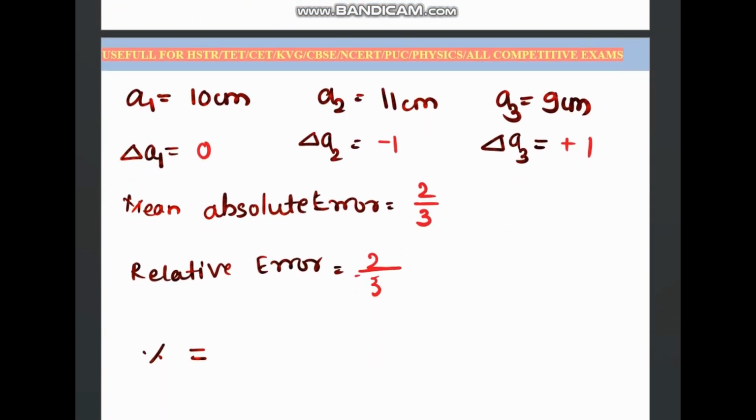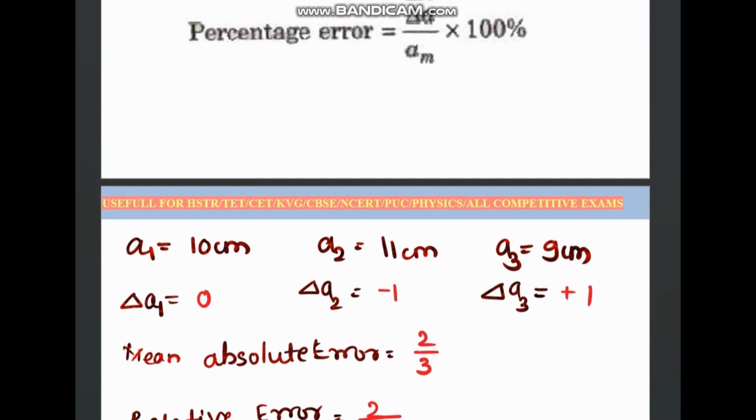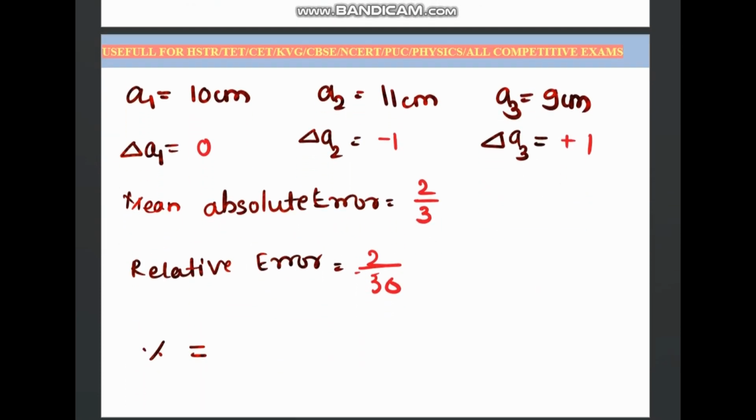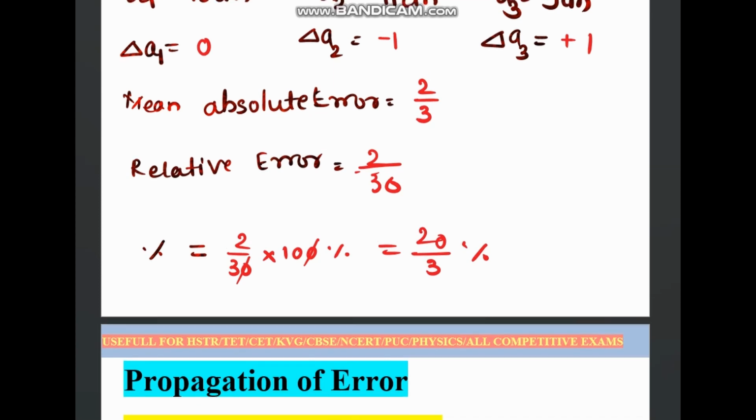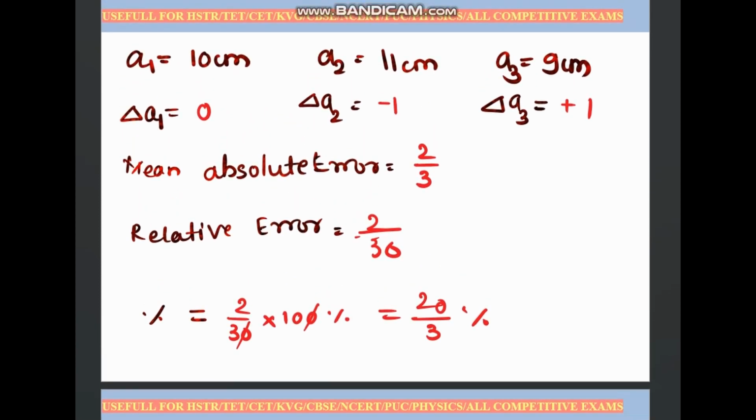So the percentage error is given by the formula 2 by 30 into 100%. That is nothing but, this 0 and this 0 will cancel, so it is 20 by 3%. If you want, you can take it in terms of decimal also.